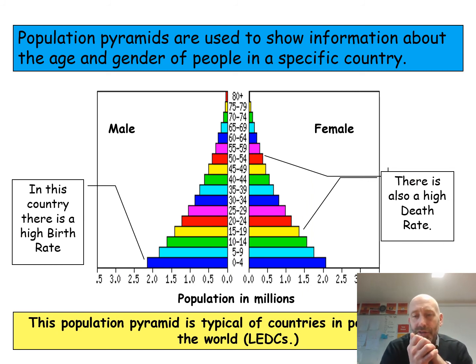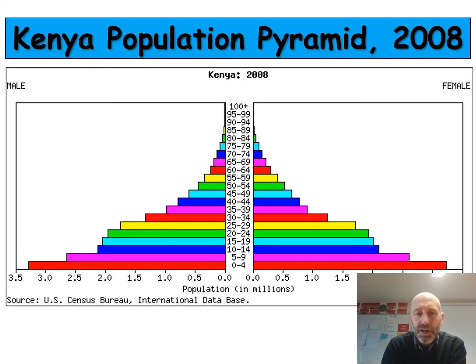Now, we can use population pyramids to look at specific information about a country. So I've already said that this is typical of a poorer part of the world. And here we can see Kenya in 2008. So very high birth rates, but big steps, which shows high infant mortality and high child mortality. And then we can see it narrows quickly, which shows that there's a short life expectancy. And again, the steps between each 5-year period show that there's high death rates in Kenya at this time.